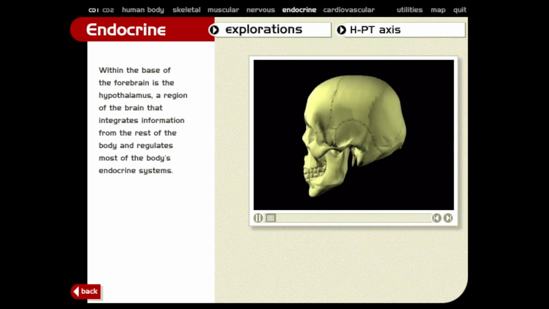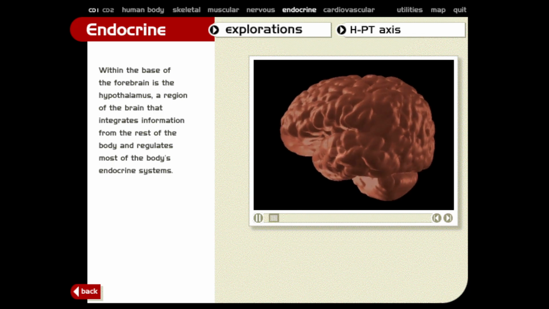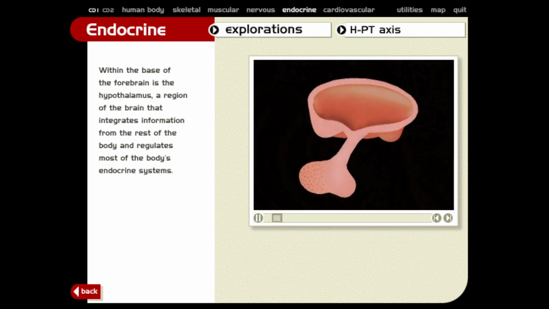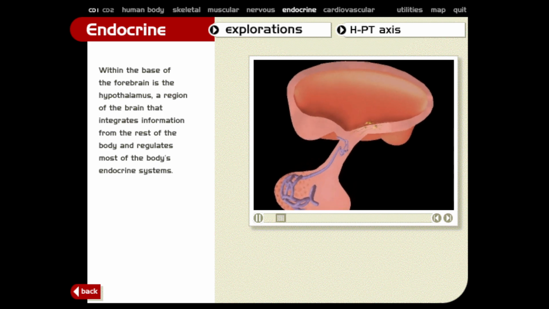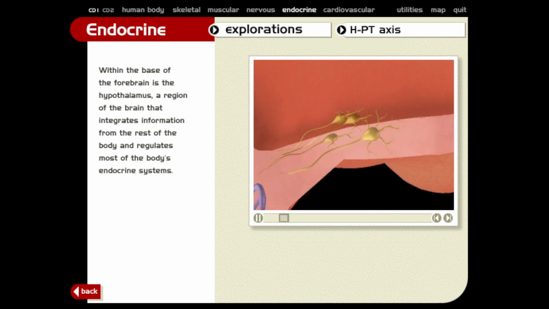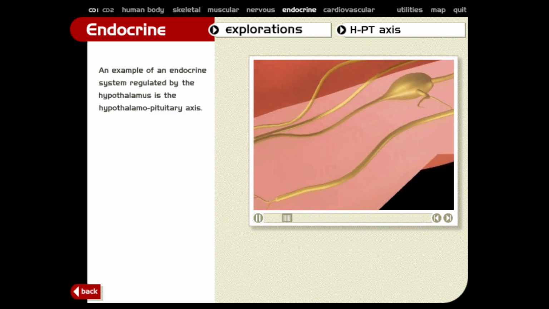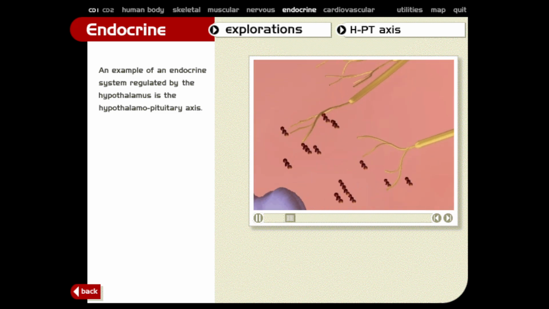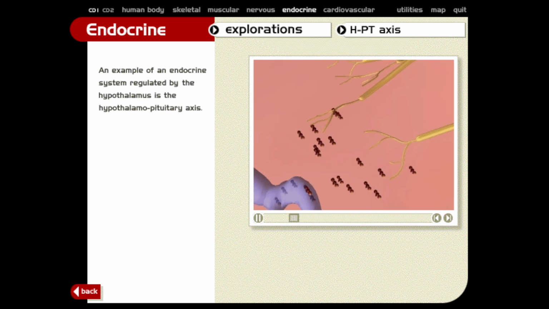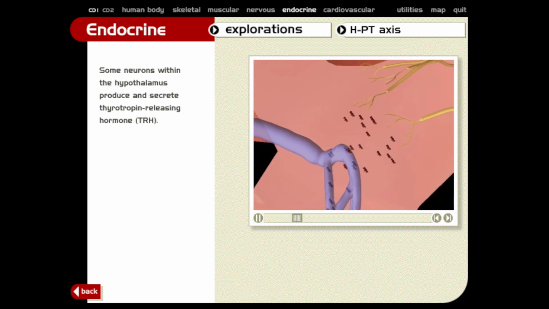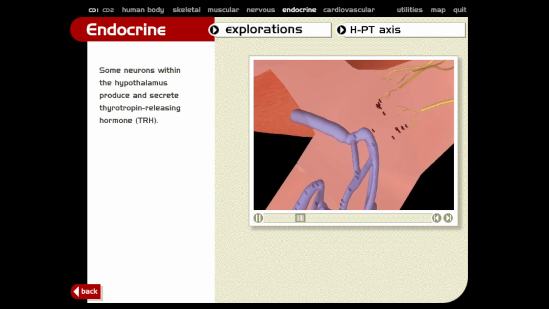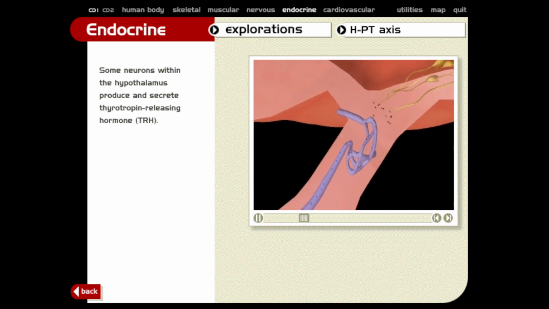Within the base of the forebrain is the hypothalamus, a region of the brain that integrates information from the rest of the body and regulates most of the body's endocrine systems. An example of an endocrine system regulated by the hypothalamus is the hypothalamo-pituitary axis. Some neurons within the hypothalamus produce and secrete thyrotropin-releasing hormone, TRH.